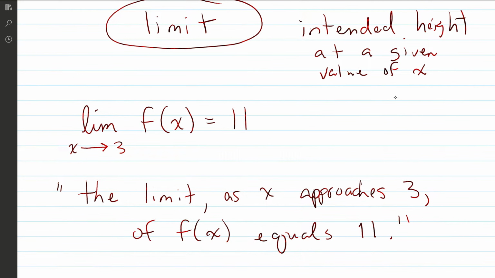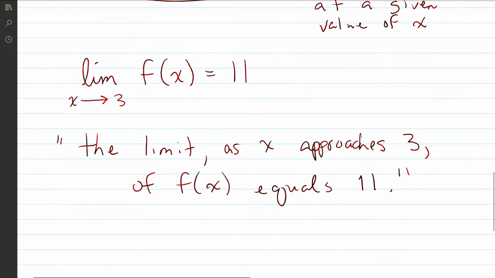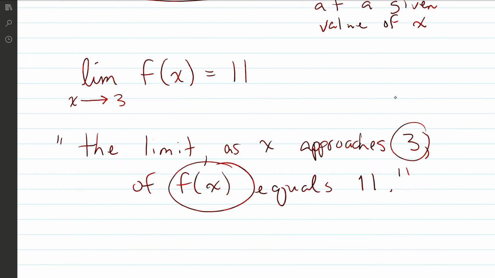All right, so the limit as x approaches 3 of f of x equals 11, or sometimes you can change things around a little bit, right? You can just say the limit of f of x as x approaches 3 is equal to 11. So 3 is the number you're approaching. That f of x is the function in question. And that 11, that's the intended height of f at 3.